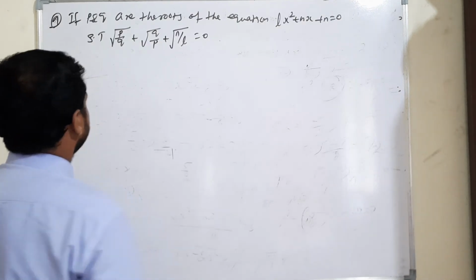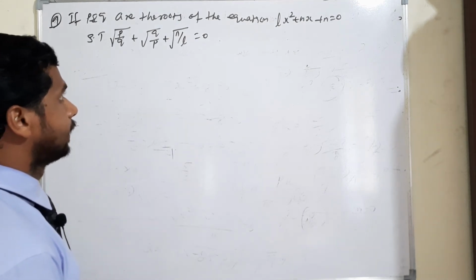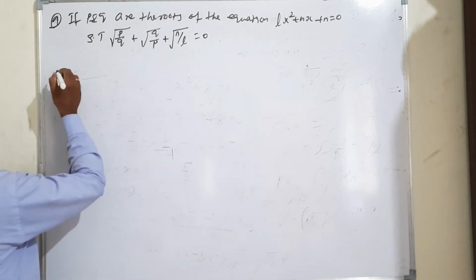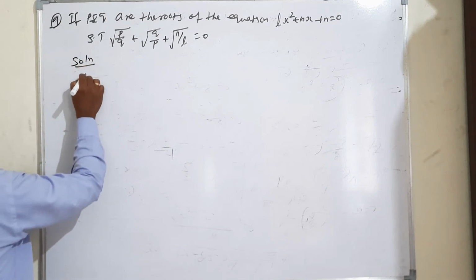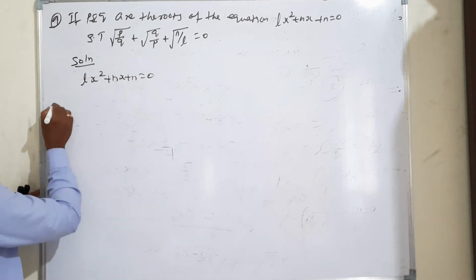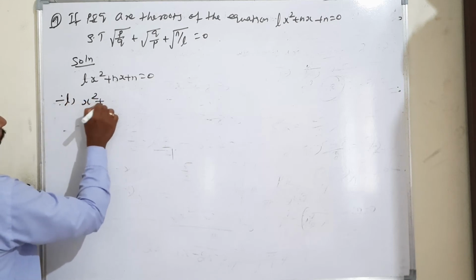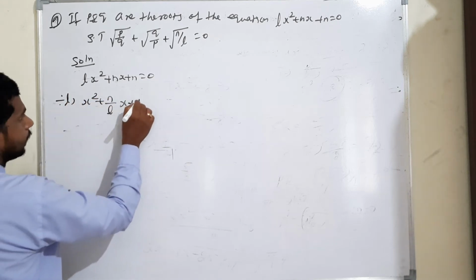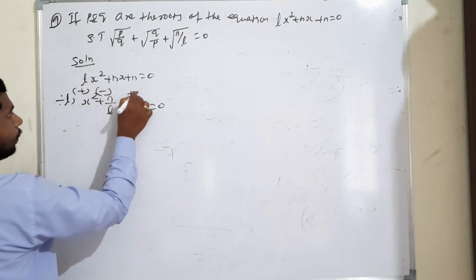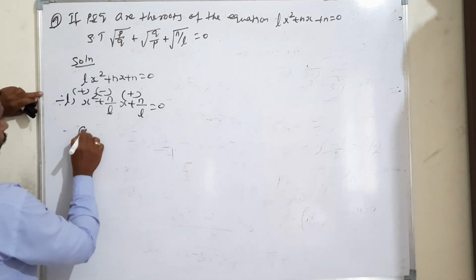One of the important 3 mark questions. Okay, if p and q are the roots of the equation lx square plus nx plus n is equal to 0, show that. Okay, so first the given equation: lx square plus nx plus n is equal to 0. To make it a monic polynomial, divide each term by L: x square plus n by L into x plus n by L is equal to 0. Starting plus means second minus, third one plus. So given p and q are the roots, isn't it?